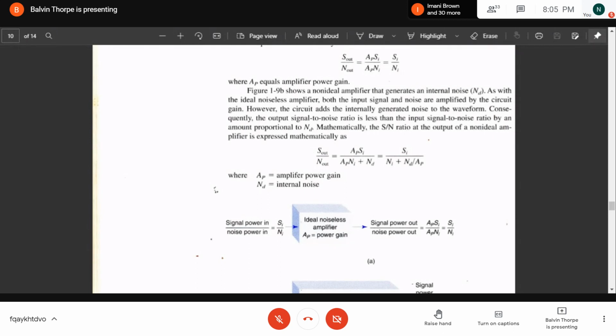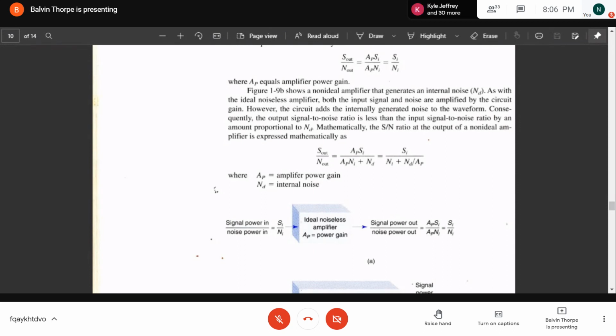And by extension, how different they are going to be is a measure of how much noise, internal noise, the communication system is adding as the signal passes from input to output.